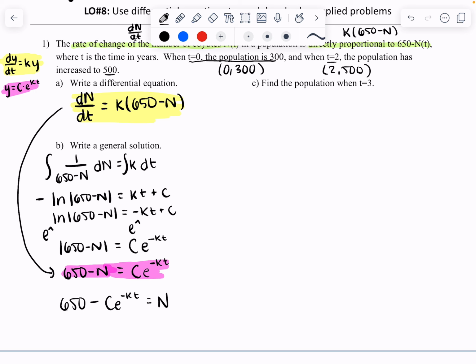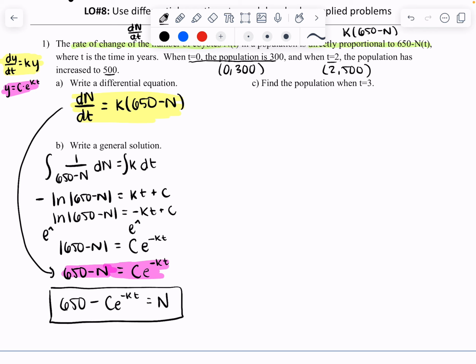All right, so we have our general solution. It's not a particular solution yet because we don't know our c, we don't know our k. So because we have two missing constants, we have two initial conditions. We're going to plug in the point (0, 300).